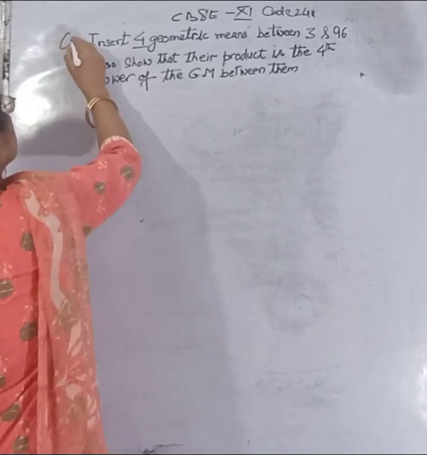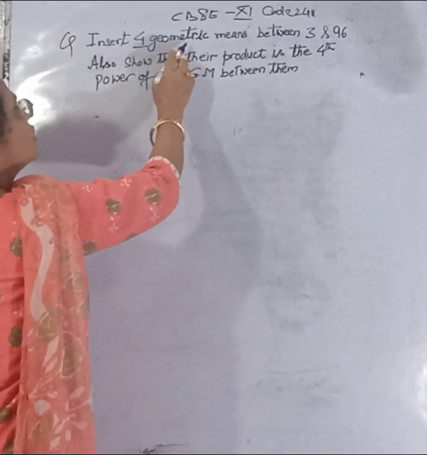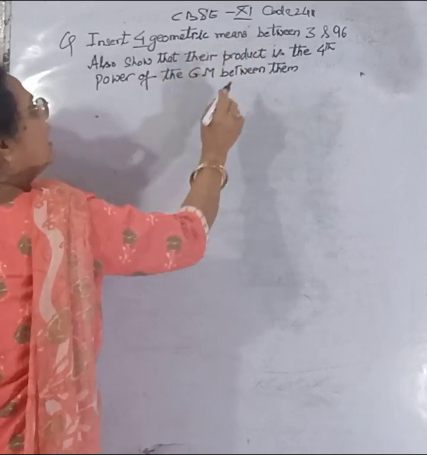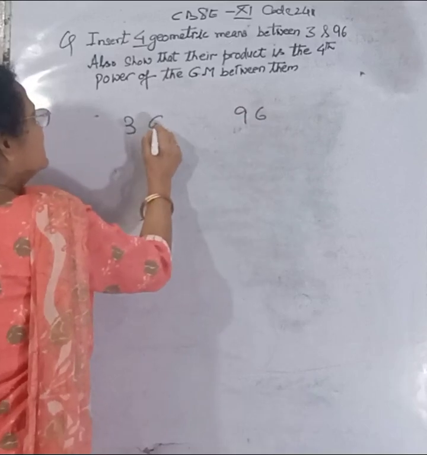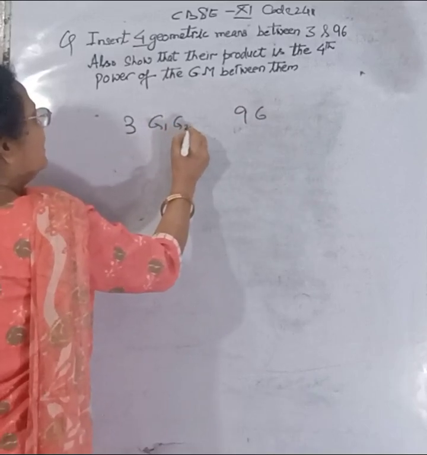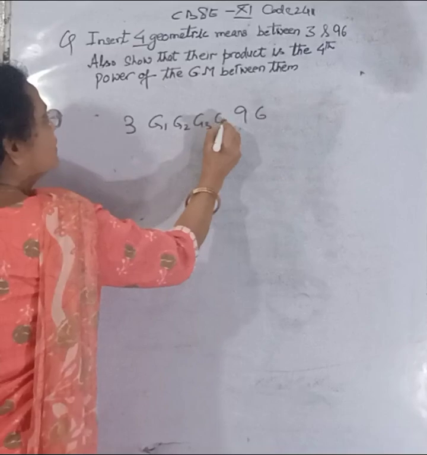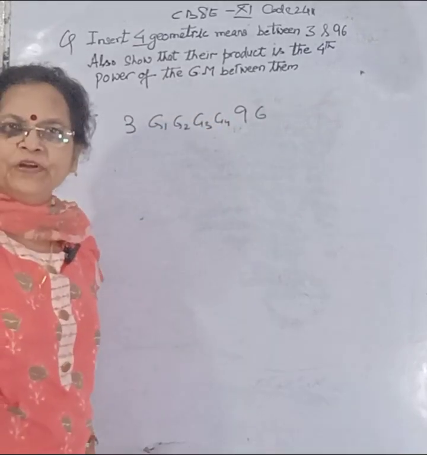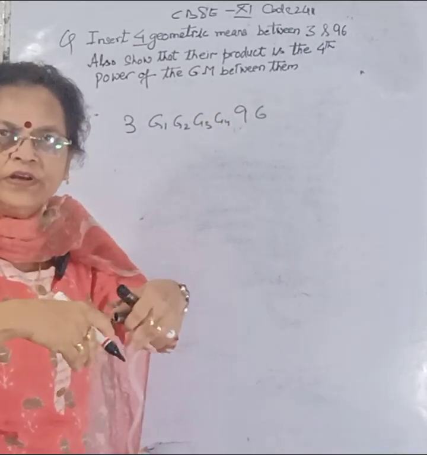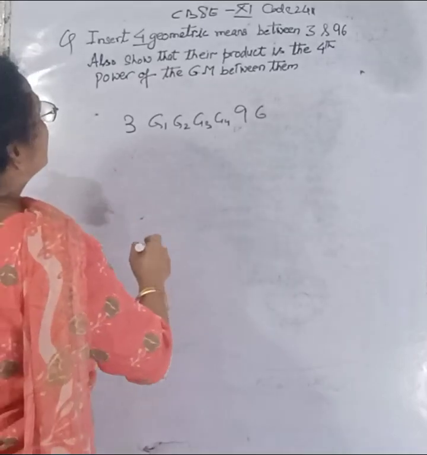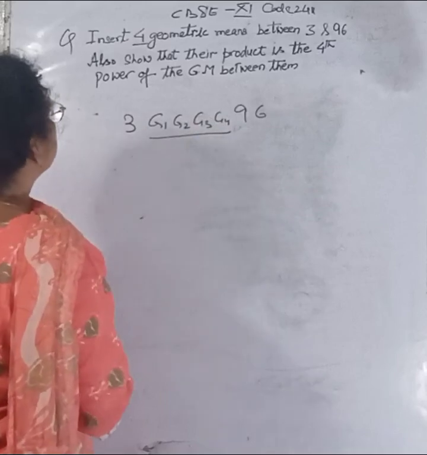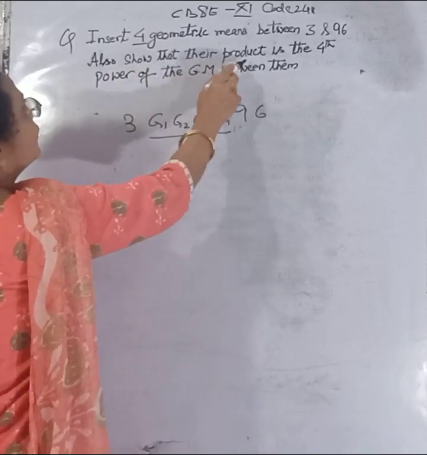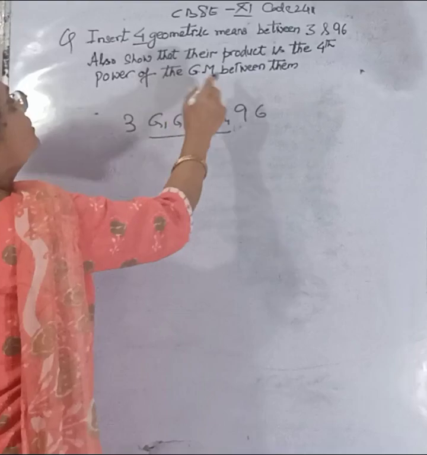Question is, insert 4 geometrical means between 3 and 96. 3 and 96, we have to insert 4 geometrical means. 3 और 96 के बीच में 4 geometrical mean उसके अंदर लगानी है, वो हमें इनकी वैल्यूज निकालनी है. Also show that their product is fourth power of the GM.